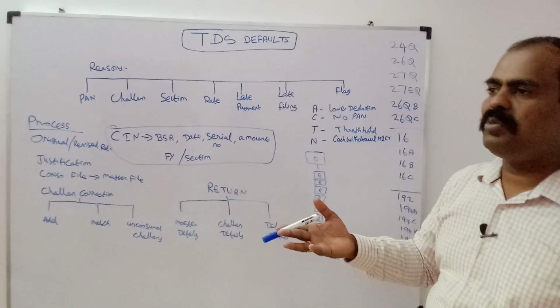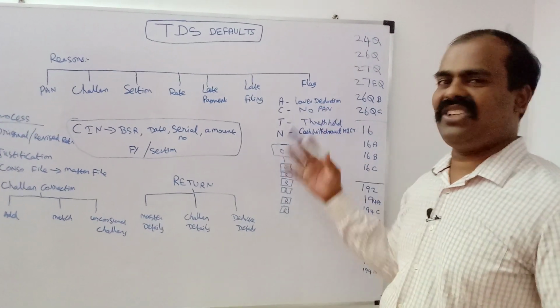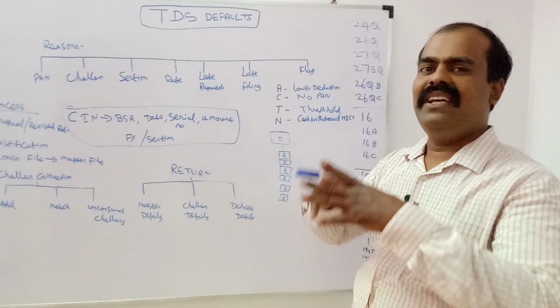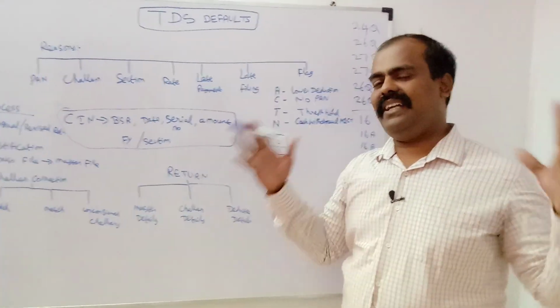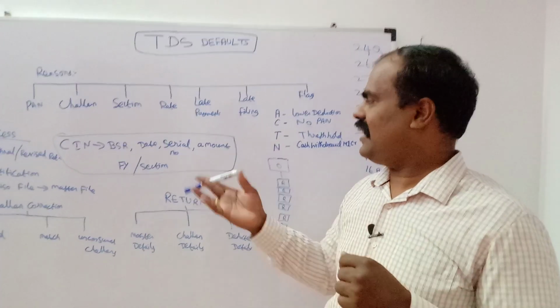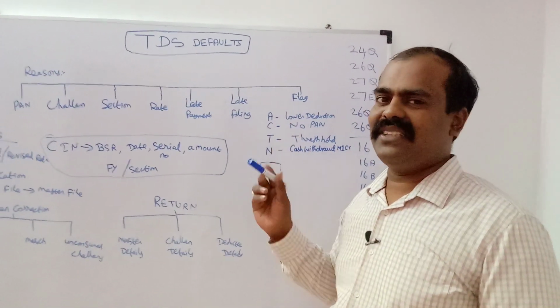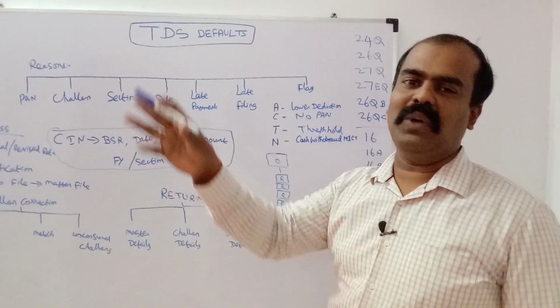For example, airport or government authorities. They have a huge loss. They have invested huge money. Every year they will accumulate their huge loss. So they are approaching the department, they are getting a lower deduction certificate. Instead of 10%, the department may say, okay, 0.1%.